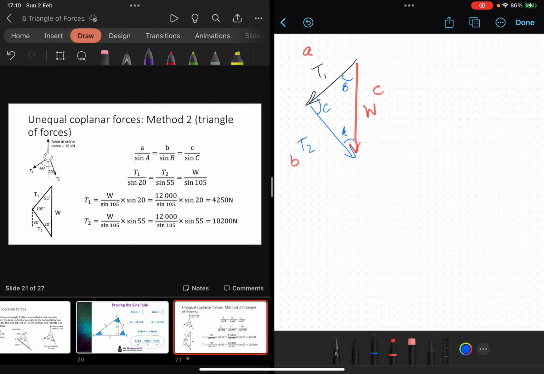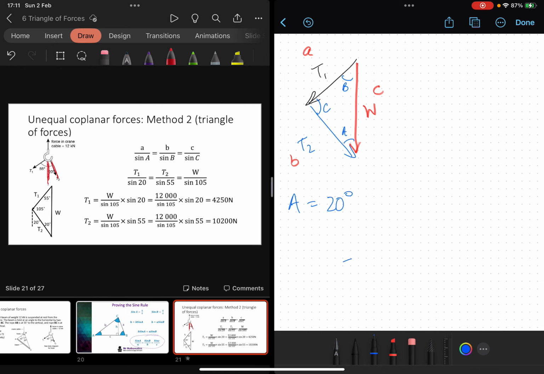So how do I know that angle A is 20 degrees? I know that because weight acts vertically. And if I look at the diagram, there is my vertical, there is T2, and there's 20 degrees between them. So that's how I know that angle is 20 degrees.